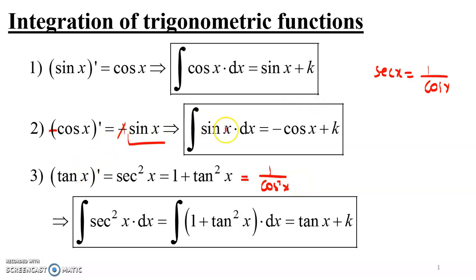So the derivative of tan is 1 over cosine squared, and 1 over cosine squared is equal to 1 plus tan squared, and that's because of the Pythagorean identity. It could be justified easily using the Pythagorean identity. So consequently, whenever you're integrating 1 over cosine squared or 1 plus tan squared x, the antiderivative in that case is tan x plus k.